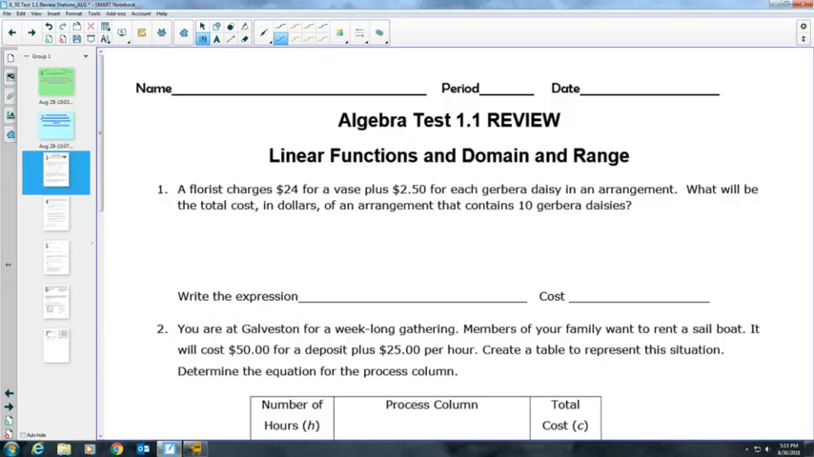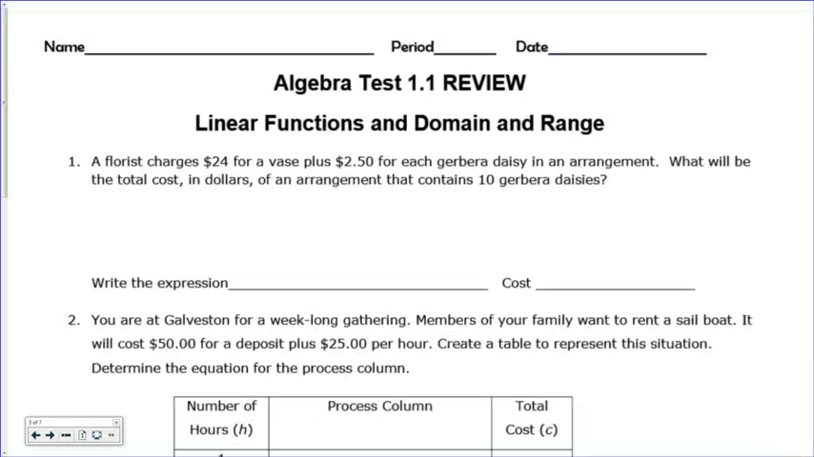Algebra Test Review 1-1, Linear Functions and Domain and Range. I'm going to go through a few of the example problems, some of the main focus points, and then you can go back and check the key with your answers on Canvas. There's a PDF format of the entire key. We are going to first start with number 1.